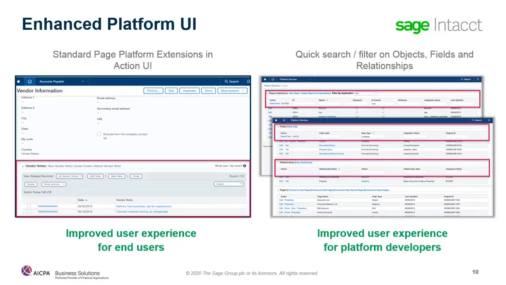Many customers and partners leverage Intacct's platform to create custom extensions using custom objects, fields, relationships, and business logic that extends standard Intacct functionality in order to meet specific customer needs. In 2020 Release 1, we've enhanced our platform UI. To provide end users with a more consistent user experience, custom extensions that add new UI components to standard Intacct pages can now take on the look and feel of Action UI. During this phase, before full transition to Action UI, users have a new user preference setting which provides flexibility to choose between Action and previous UI for custom extensions.